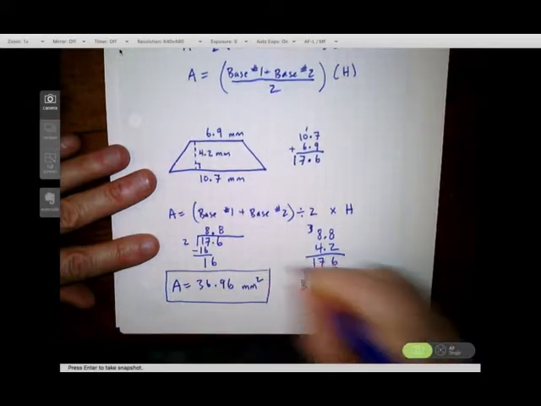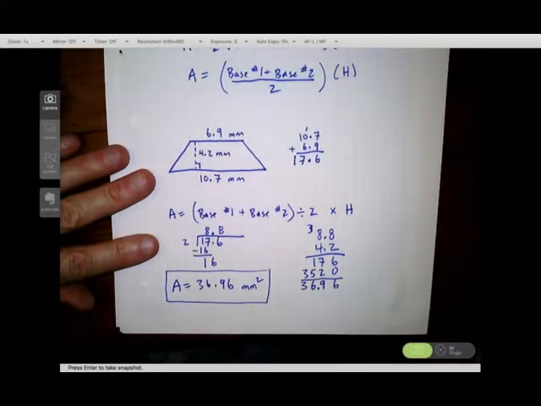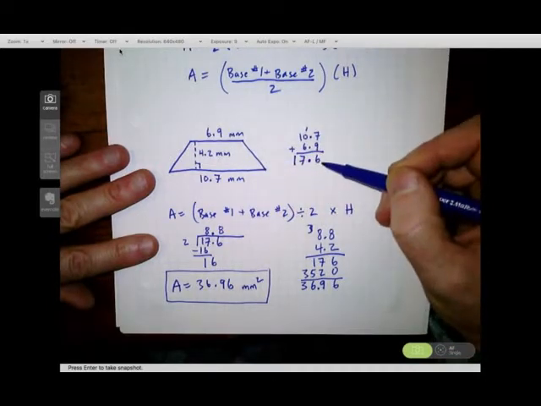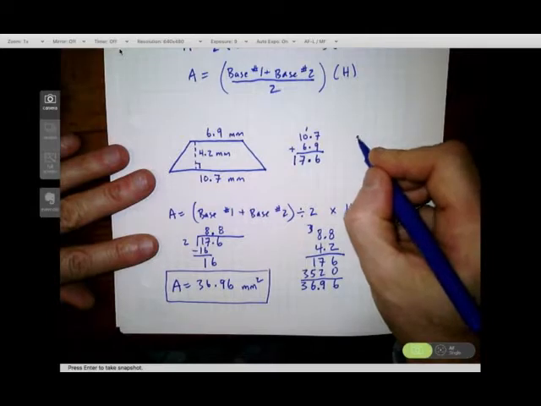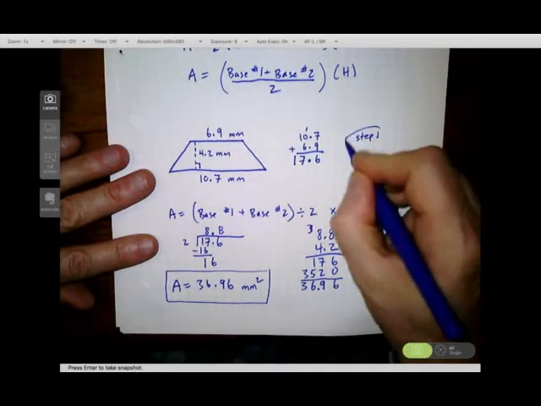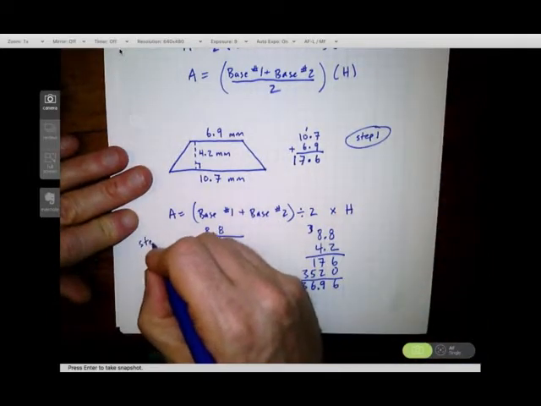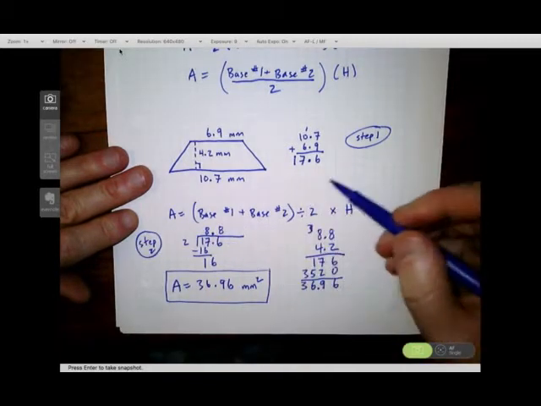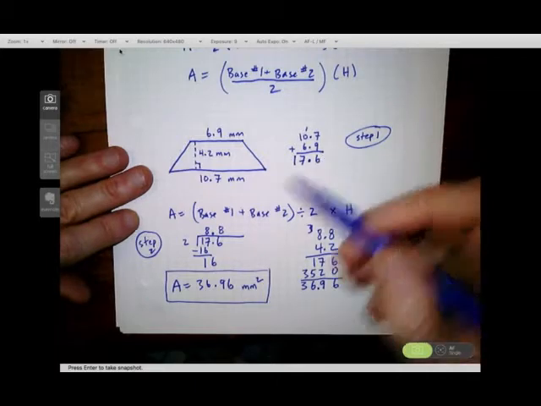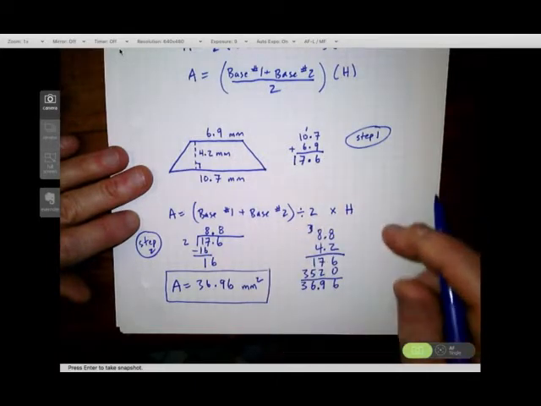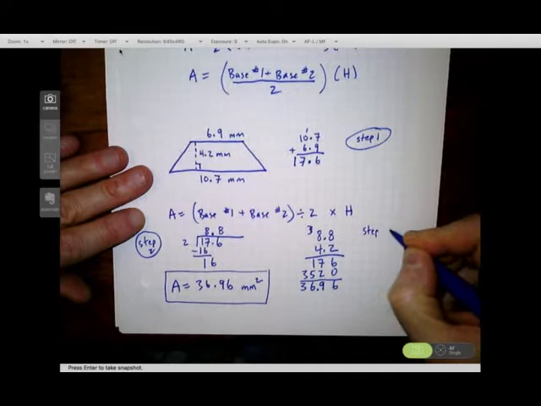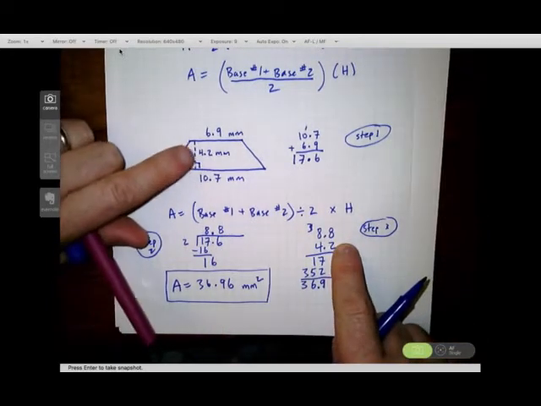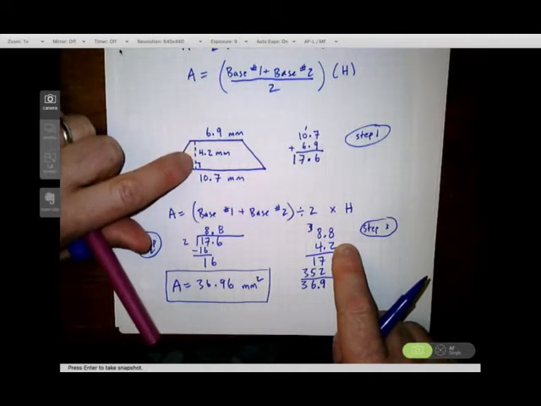And there's the answer. Okay, let me just walk through this one more time. Add the parallel sides, add the two bases, step 1. Step 1 is here. Step 2 is right here where we divide by 2 our answer from step 1. So you add the bases, divide that by 2, and then step 3 is to multiply this answer by the height, which was 4.2. Again, we're always using the 90-degree height when we do that.